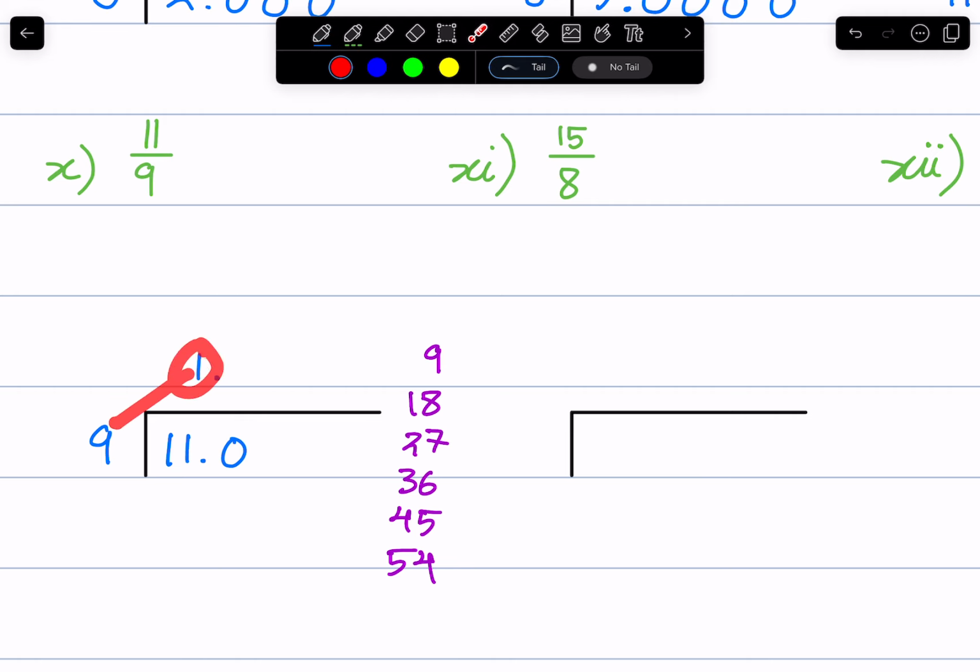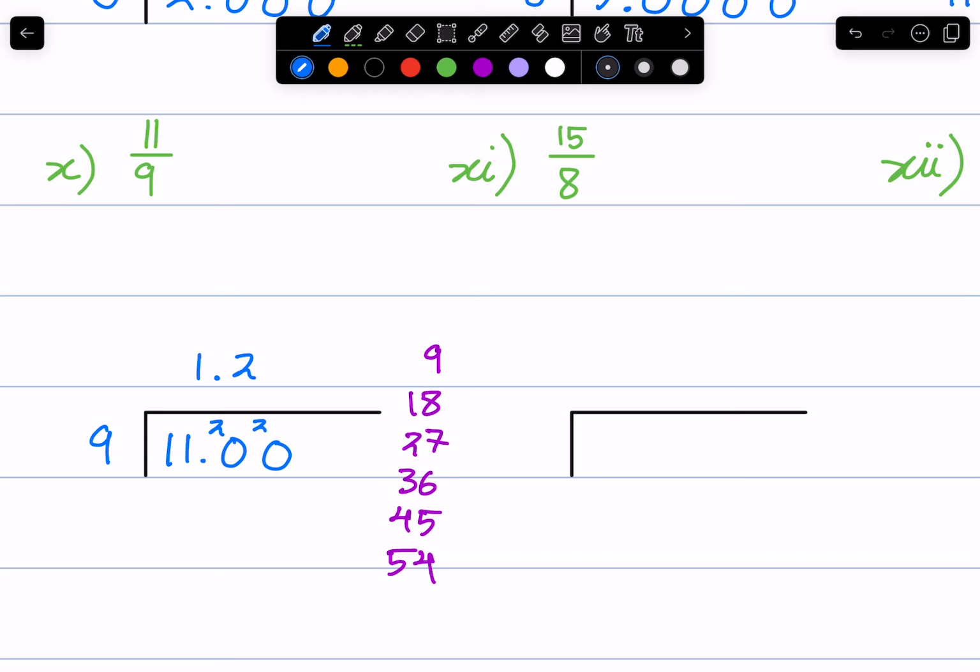9 times 1 is 9. To get to 11 is a remainder of 2. So now we go 9 into 20. 18 is the closest we can get. So that's going to be 2 times. So 1.2. Now 9 times 2 is 18, with a remainder of 2 to get to 20.